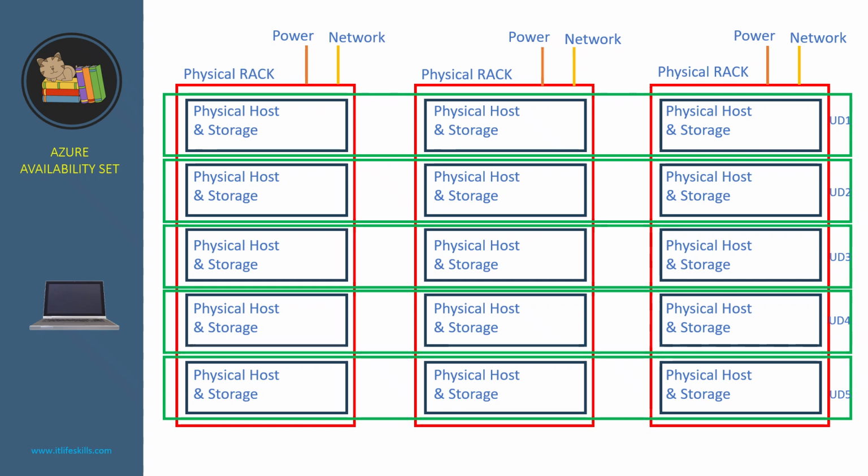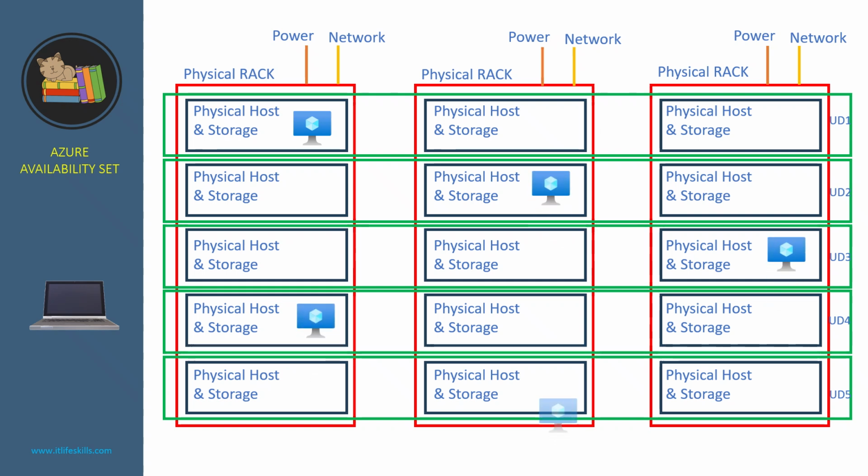For example, if we create an availability set in this setup, which has 3 fault domains and 5 update domains, then create 5 VMs inside the availability set, Azure will distribute the VMs like this.